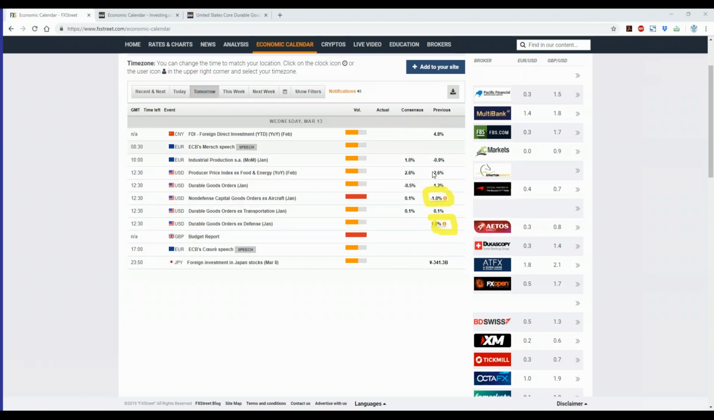Okay. Now, all of these numbers will be exactly the same from one site to the next. The number that becomes a little bit flexible is what we call the consensus or the forecast. The consensus or the forecast isn't released. No data reporting agency, no government agency releases any report or any piece of information saying, oh, we can expect this report to come out at this number. Okay. Doesn't happen that way. These consensus or forecasts come from financial agencies.